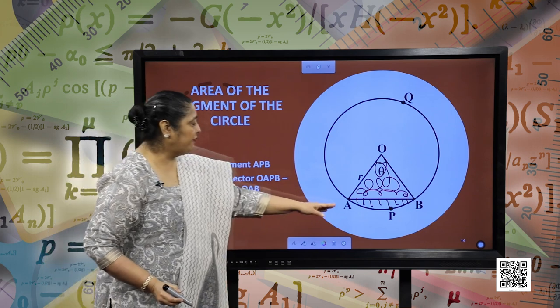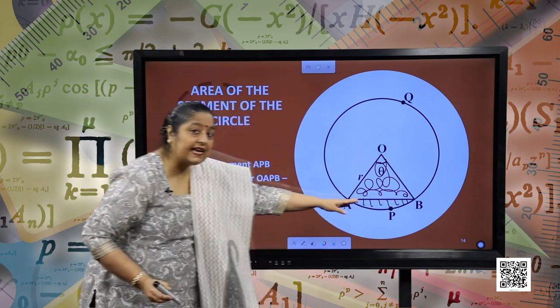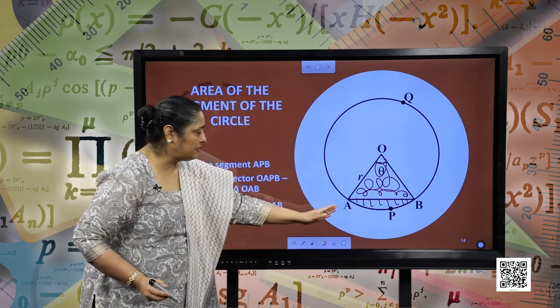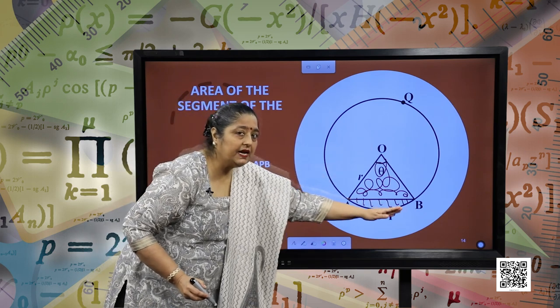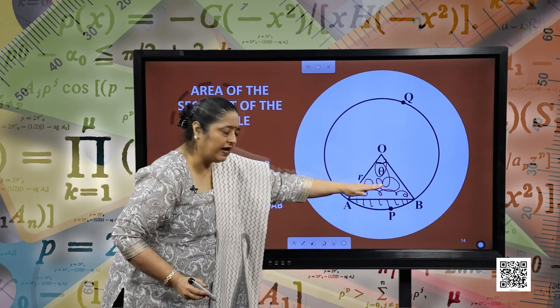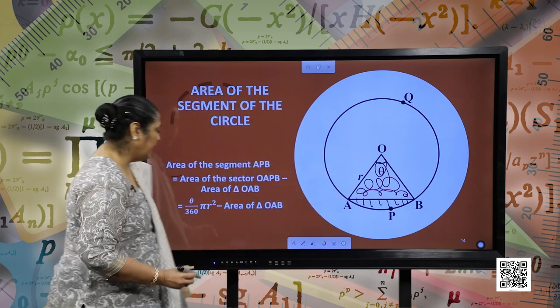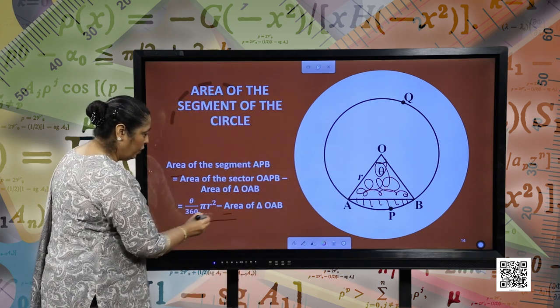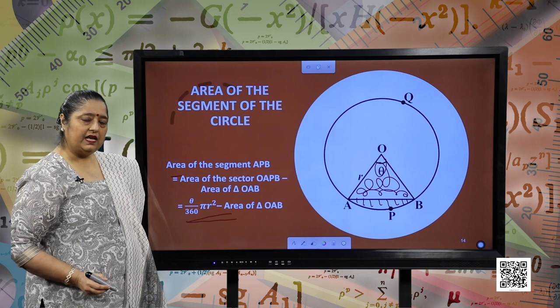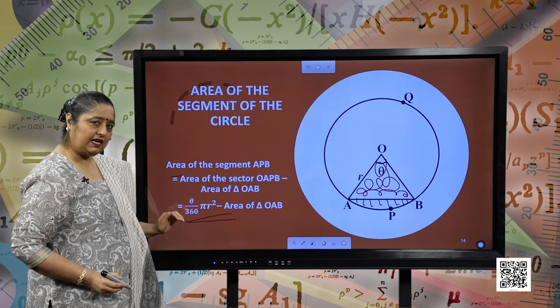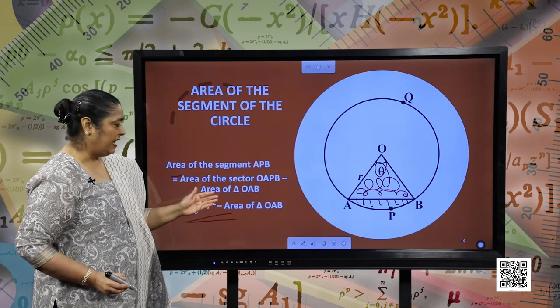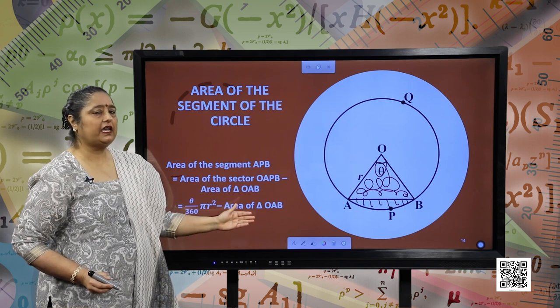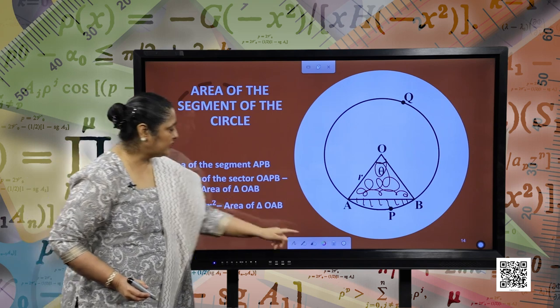So, we have the area of the APB segment as the area of sector AOBP minus this triangle AOB. And we know the area of the sector is given by theta divided by 360 into pi r square, and the rest is just finding the area of the triangle. Okay, so let us move forward.